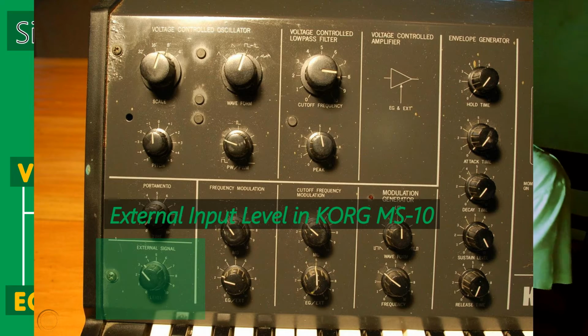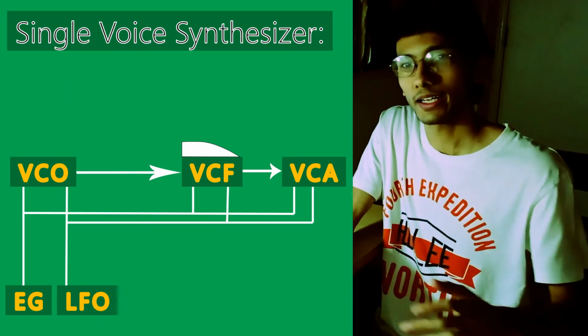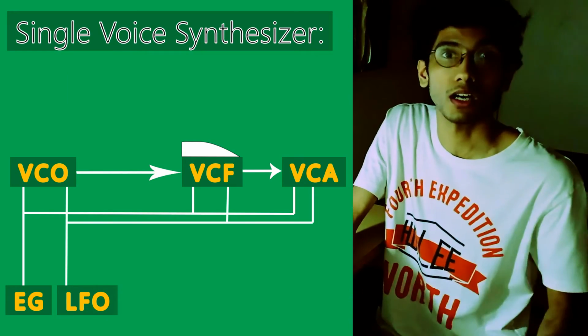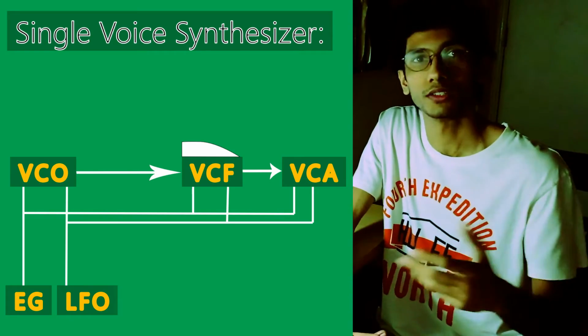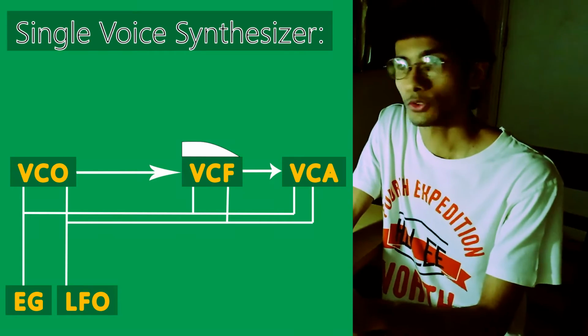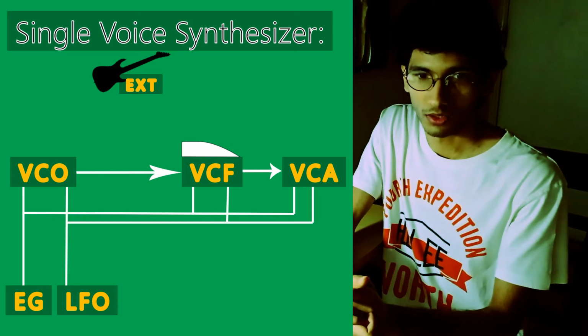I looked at a bunch of commercial synthesizers, and almost all of them had an external input jack. Now, this jack basically allows you to add in an external signal source, say a guitar, and process it through the synthesizer's signal chain. So, I plan to put in that as well.